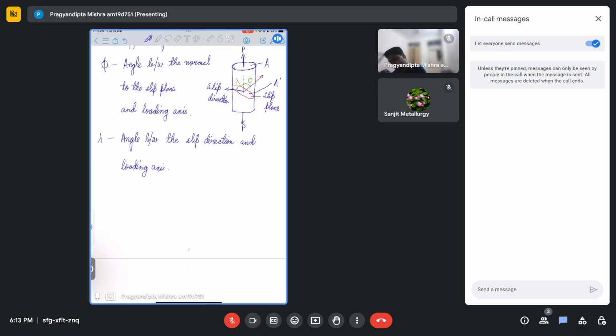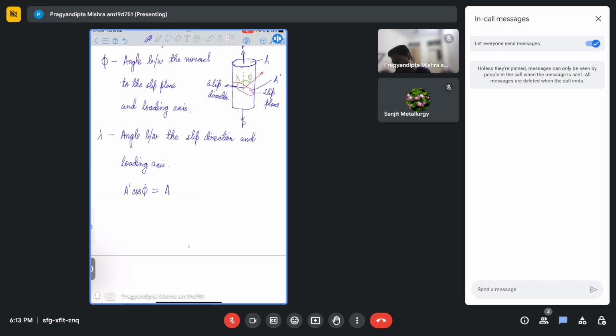So if you think about it, A and A dash are related. It will be like A divided by cos phi. Correct. So basically A dash is tilted by an angle phi, or rather A dash normal is tilted by an angle phi. So A dash times cos phi would give us A, right? So this is one relation.